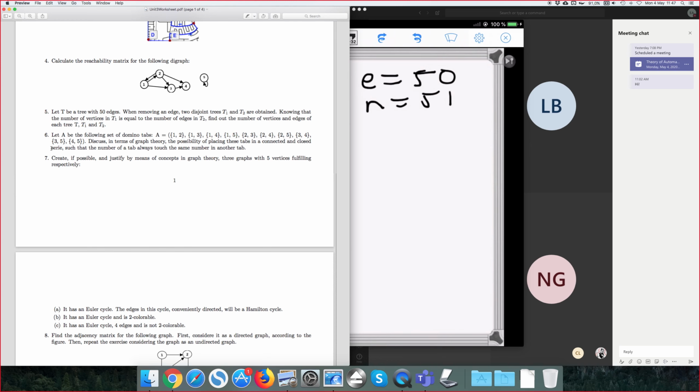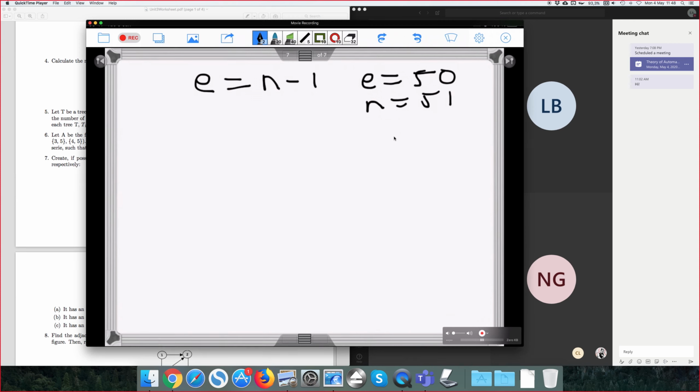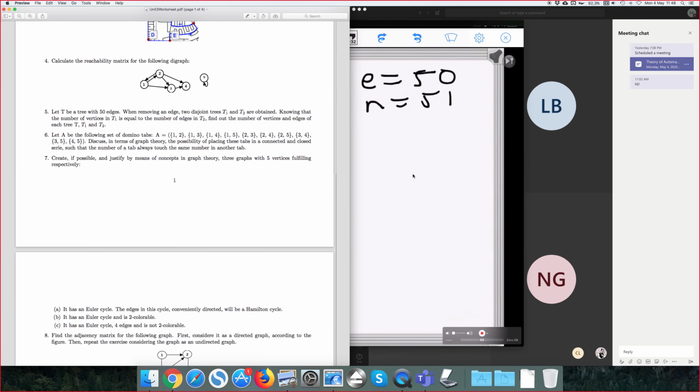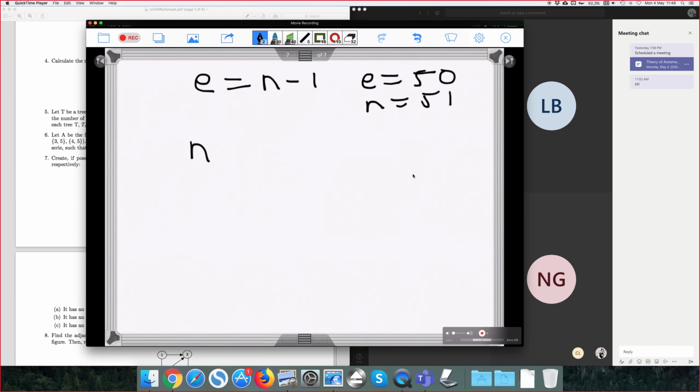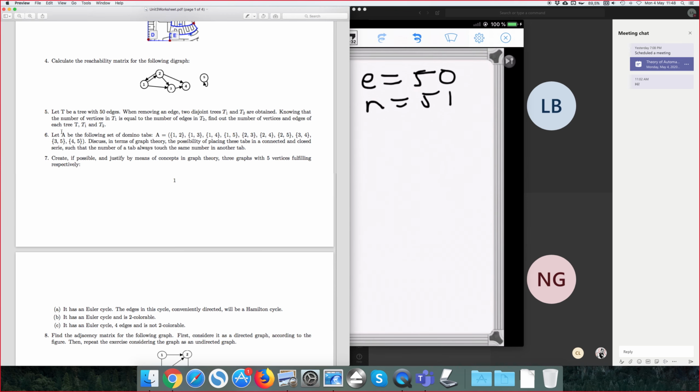In this case, after removing the edge, the number of vertices in T1 is equal to the number of edges in T2. So the number of vertices in T1 is equal to the number of edges in T2. And we are asked to find the number of vertices and edges of each tree, T, T1, and T2.